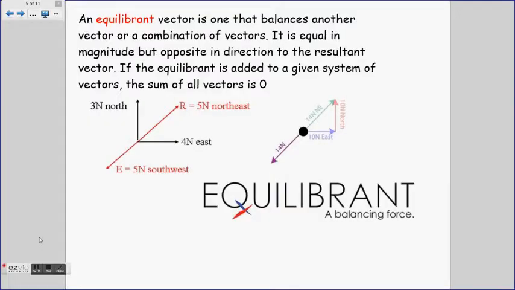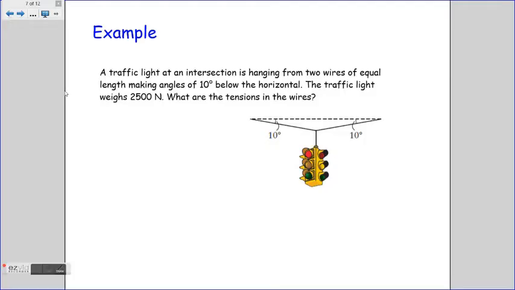So moving on, an equilibriant vector is one that balances another vector or a combination of vectors. It is equal in magnitude but opposite in direction to the resultant vector. If the equilibriant is added to a given system of vectors, the sum of all the vectors is 0. Okay, so it keeps it in balance. In order to better understand this concept, let's go through an example.